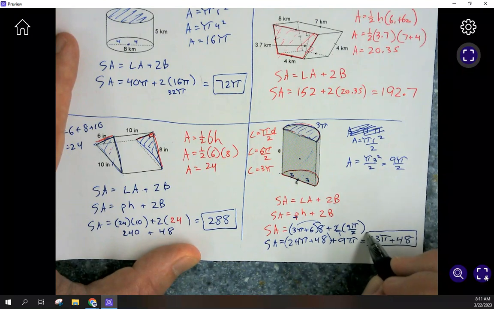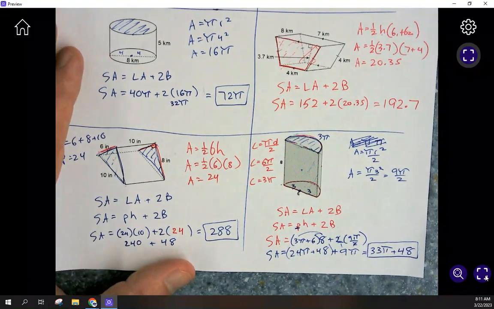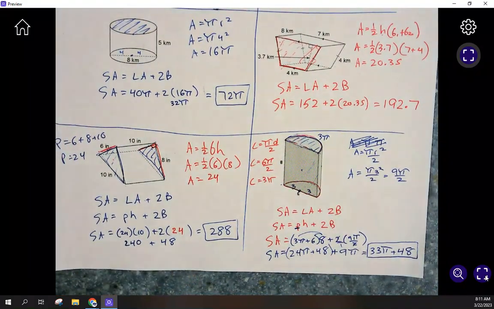So this would be like a challenge question. But if we can handle this, we can handle anything that could be thrown at us.